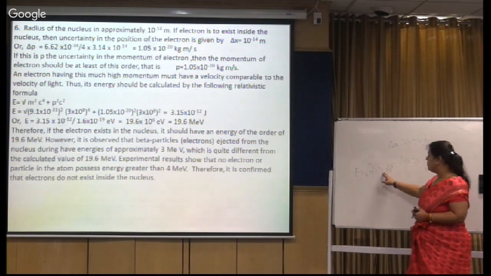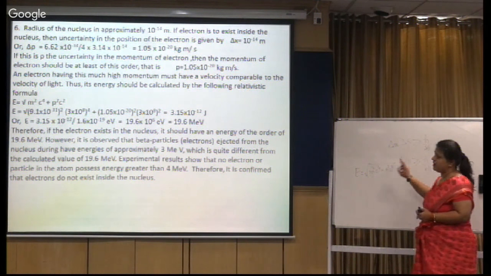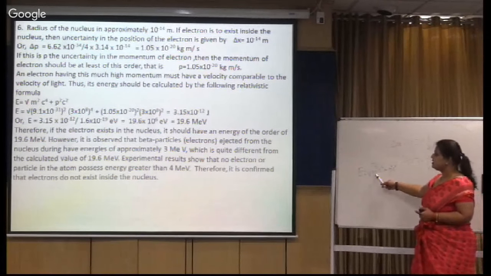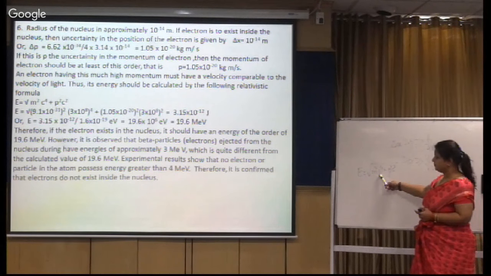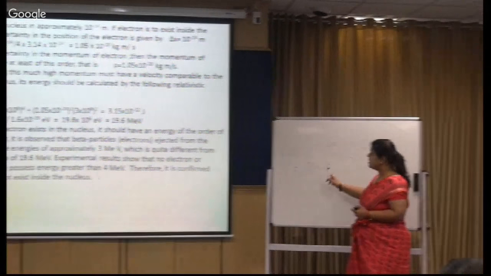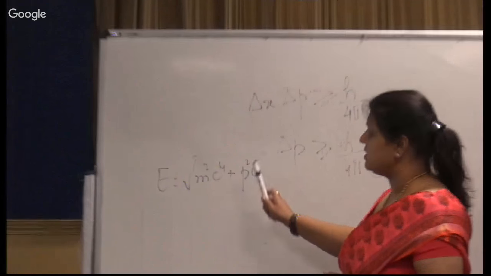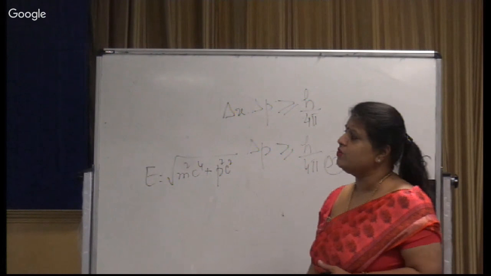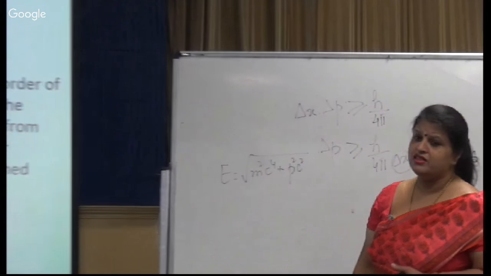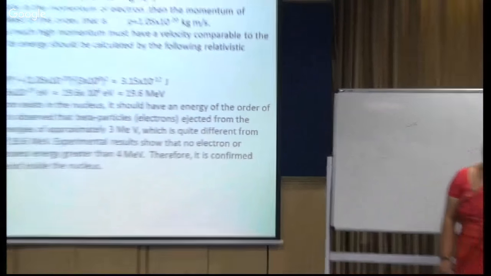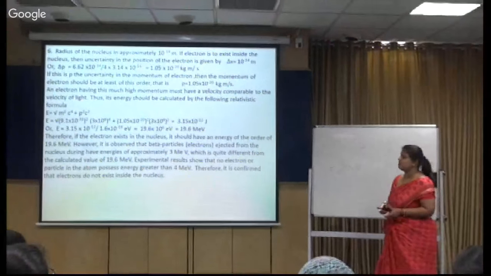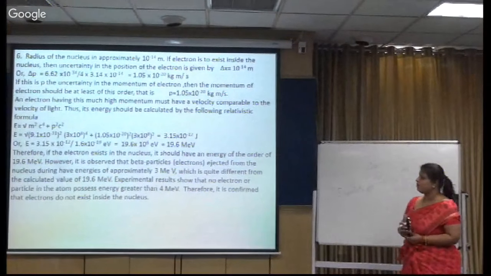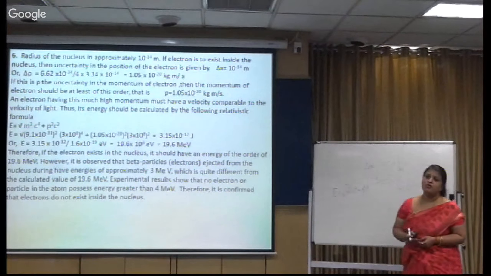The energy again can be calculated using the relativistic formula, under root of m square c to the power 4 plus p square c square. Mass m is the mass of the electron, c is the velocity of light, p is the momentum. Substitute the various values and calculate the energy. Whatever energy you calculate, you will get the answer in terms of joules. Converted into million electron volts, it comes out to be around 20.